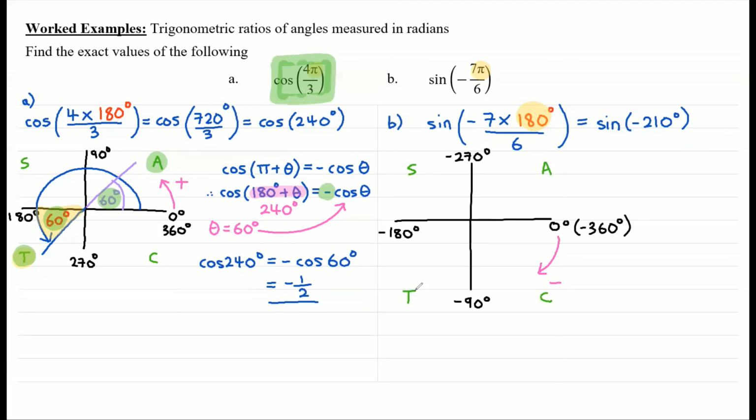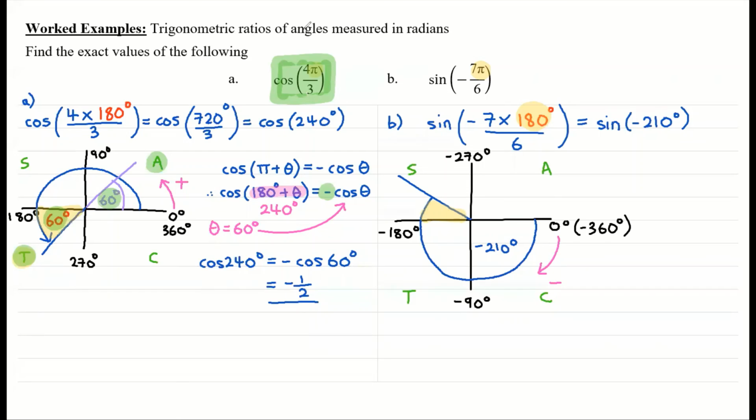So this is still C, A, S, and T, and we know what they stand for. So what we do now is we try and locate where is negative 210 on this diagram. All right, well, we start at 0 and we're going in the negative direction. So I'm going to go past negative 90, negative 180. It's going to be somewhere about here. Okay, there it is, negative 210 degrees. And what angle does this make with the horizontal? In other words, what is this angle here? Well, it's just the difference between the two angles. I've gone from negative 180 to negative 210.